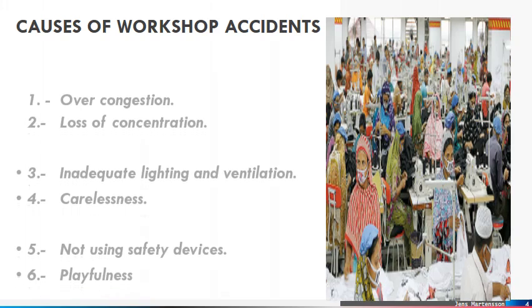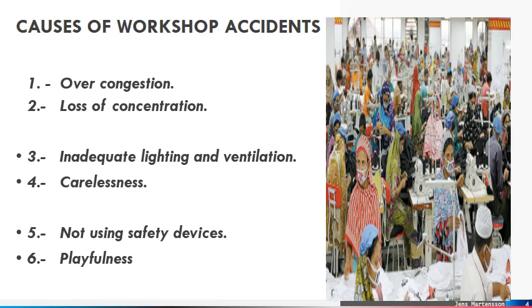Causes of workshop accident. What are the causes of accident in a workshop? Number 1 is over congestion. Look at the screen, look at the people, look at the environment. Over congestion, it can cause workshop accident. 2, loss of concentration. 3, inadequate lighting and ventilation. 4, carelessness. 5, not using safety devices.